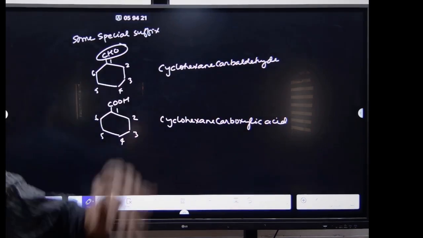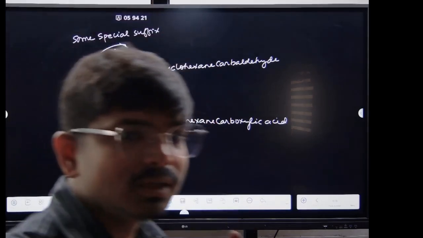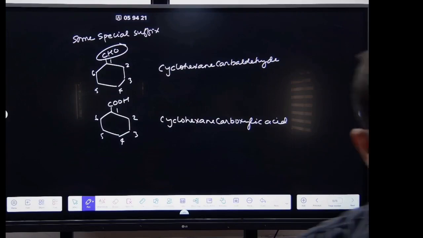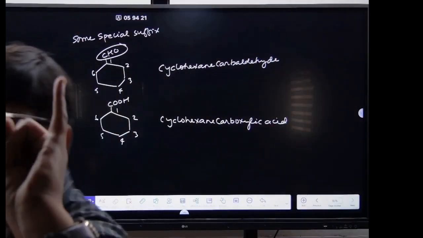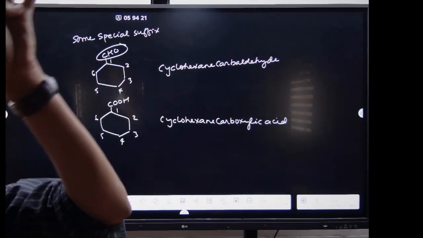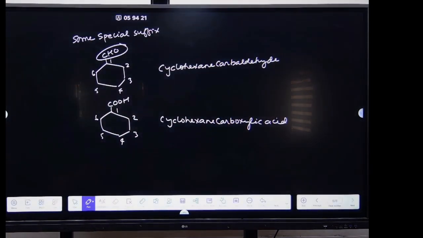Got it? So if it is 1 carbon, meth. If it is 2 carbon, then eth. If 3 carbon, prop; 4 carbon, but; 5 carbon, pent; 6 carbon, hex; 7 carbon, hep; 8 carbon, oct; 9 carbon, non; and the last one is dec. That is sufficient. Got it? So you have this suffix and the prefix written in your book also. Understood this one? Okay. Now coming to the next one.